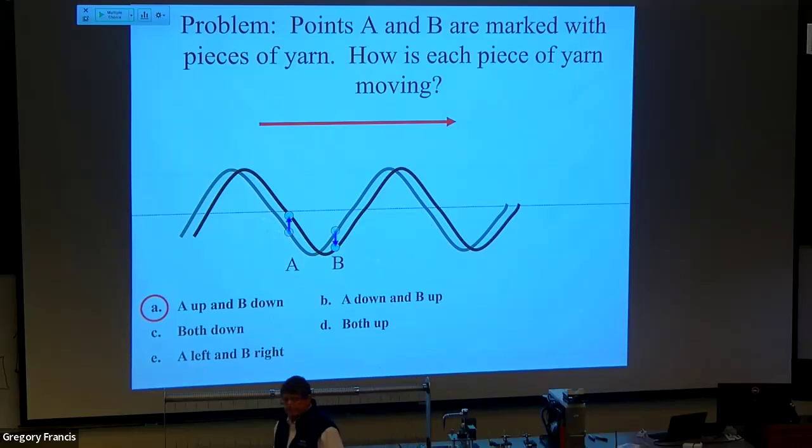Check with your neighbor. Make sure that your neighbor's okay with that. Just move the wave to the right and then see the same point. B was wrong, both wrong, okay?